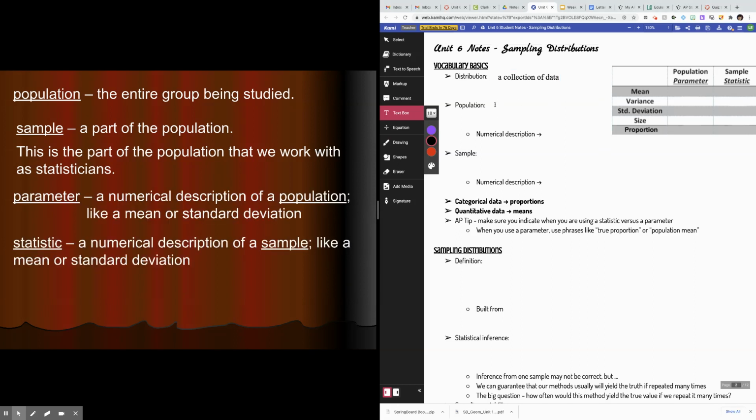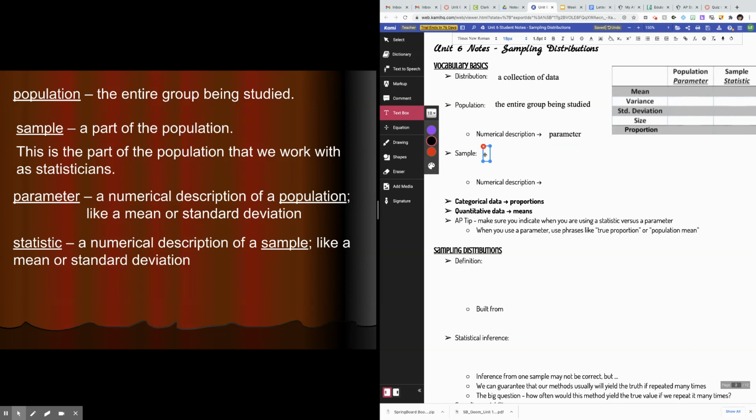Okay. Important distinction here between population and sample. Okay, so just as a reminder for you, a population is the entire group being studied. Then the numerical description of a population is a parameter. Okay, so that's any value that could describe some aspect of a population. So its size or its mean or its standard deviation, okay?